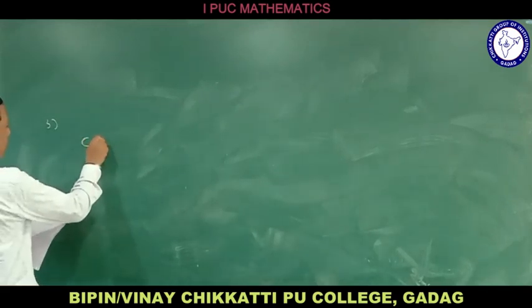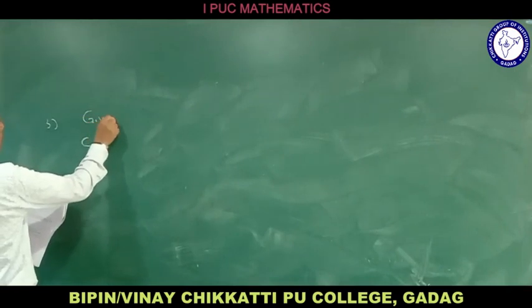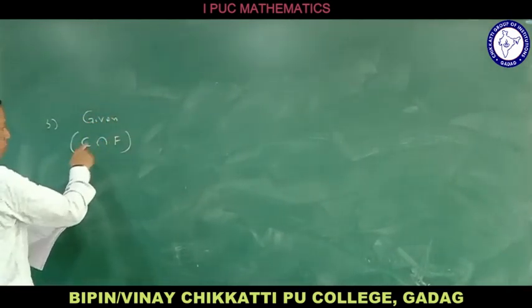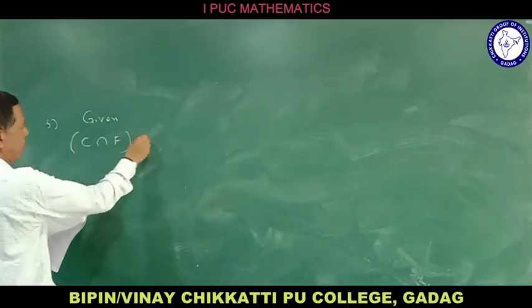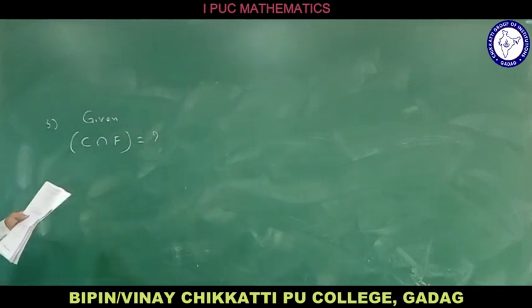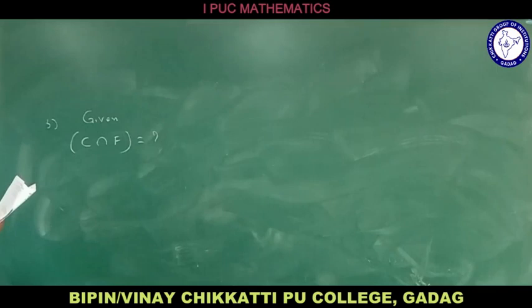Cricket, football given. You may write that cricket is X and football is Y, or you can write the same with letters. That is the question: how many students like to play both cricket and football? Look at the last part. For that you have to see what is given.